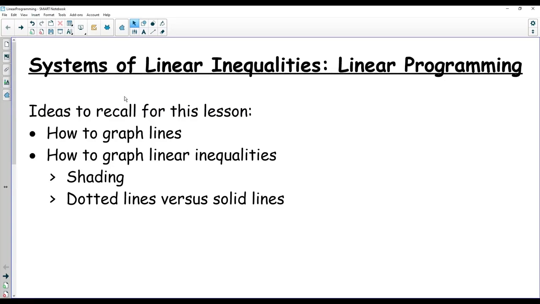Hi guys, this is Mr. Vertices. I'm going to be talking to you guys about linear programming today, utilizing the idea of linear inequalities.